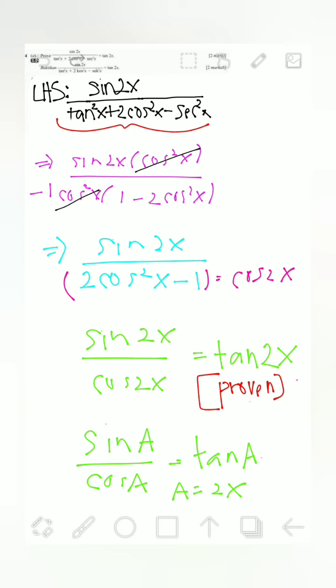So actually you need to understand, or at least memorize, the basic trigo identities in order to tackle this question. Okay, that's all from me, and as always, thank you.